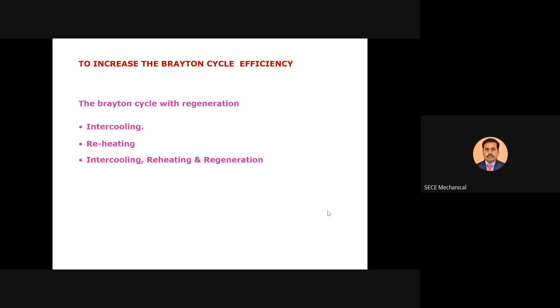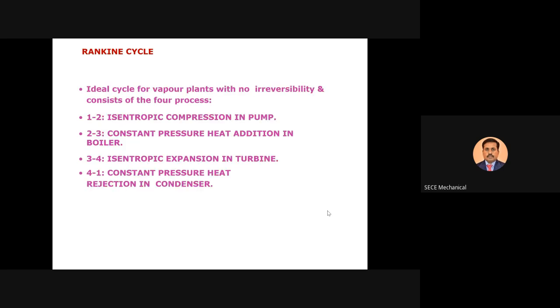So if you want to increase the Brayton cycle efficiency, you should know three concepts. By adding intercooling, or by adding a reheating device, or by adding intercooling, reheating, and regeneration concepts, we can improve the Brayton cycle. You have already studied that in the thermal engineering subject, and I also taught it in the first classes itself. That is how Brayton cycle efficiency can be improved.